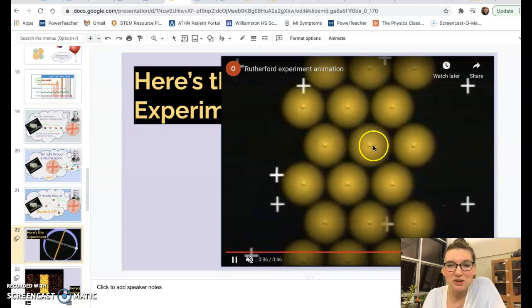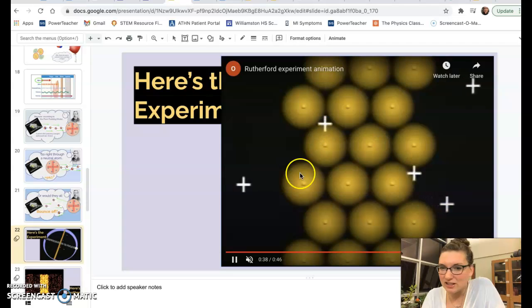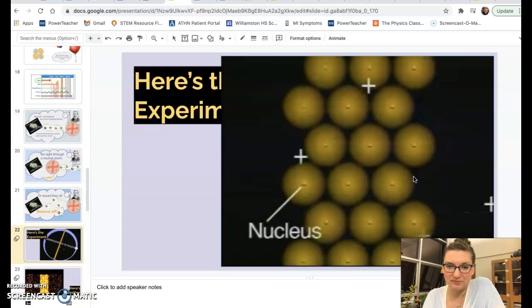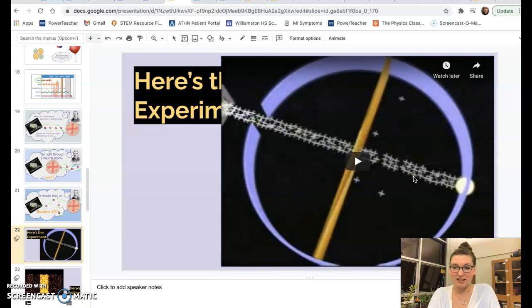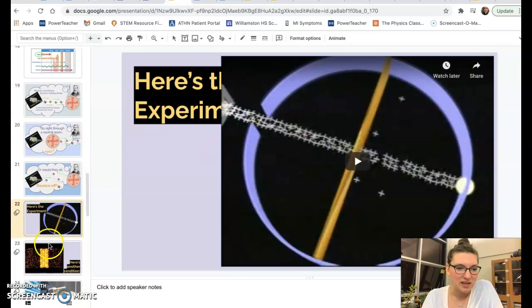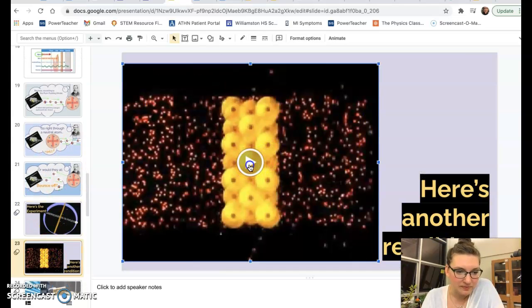But then once you put the gold foil there, it doesn't just bounce off, it doesn't just go straight through. A lot of the particles go straight through, but some of them do bounce off. And what they're doing is they're hitting the nuclei of those atoms. So let's look at it again. Let's look at this one.